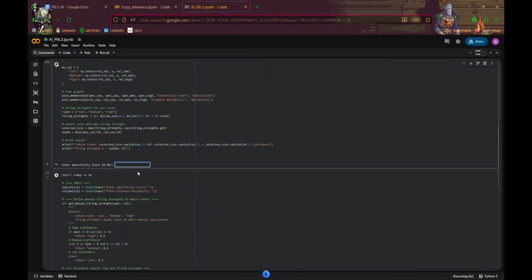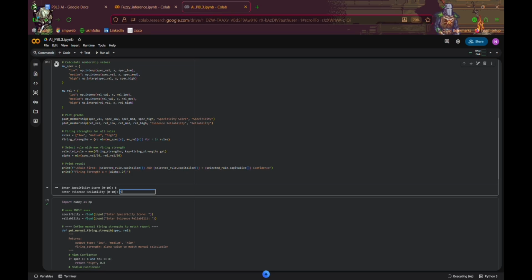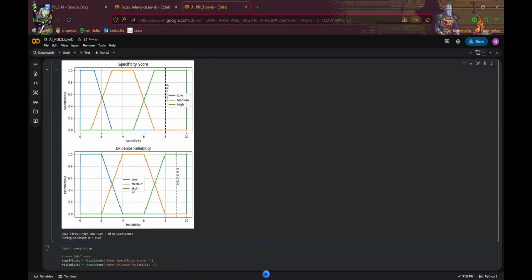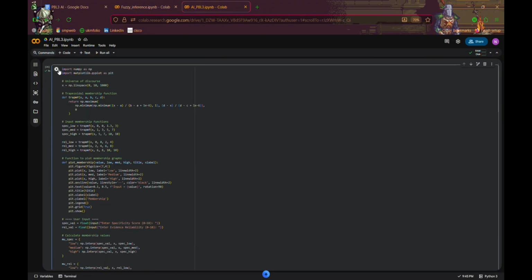For the specificity score, we got 8 and for evidence reliability, we got 9. So we got this graph. Specificity 8 is mostly high and reliability 9 is mostly high. So the rule is high and high, and we got a high confidence. For the firing range, we got 0.8 because of the minimum of the two memberships. This means this rule contributes 80% to the output, and the other rules do not fire because the output membership is weak. So we go to case 2.